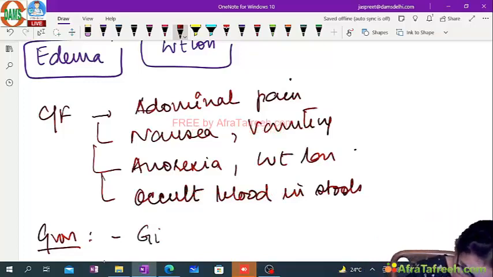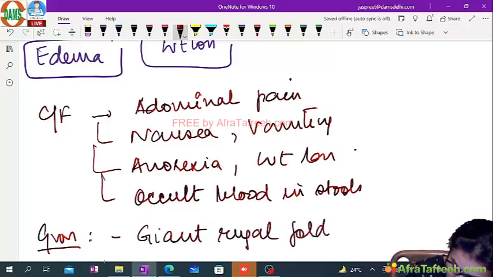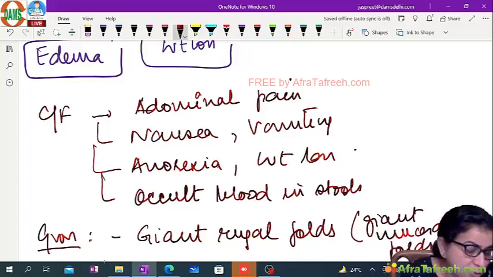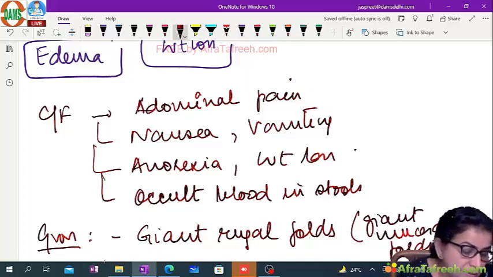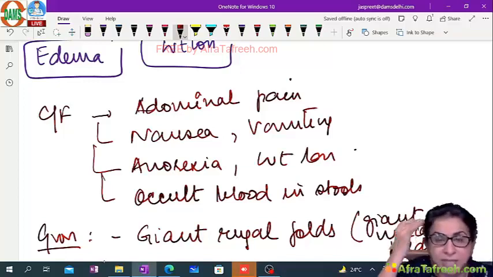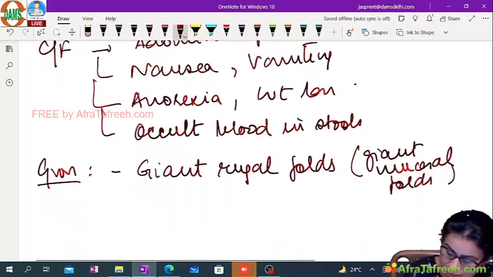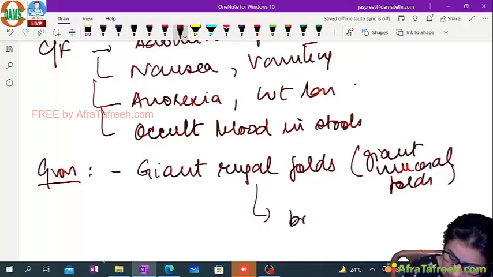So you have giant rugal folds. So what do you see? You see giant rugal folds. What are rugal folds? Mucosal folds, or in other words, you see giant mucosal folds. And because of these giant rugal folds or giant mucosal folds, the stomach looks like brain gyri. So it looks like the gyri of the brain.